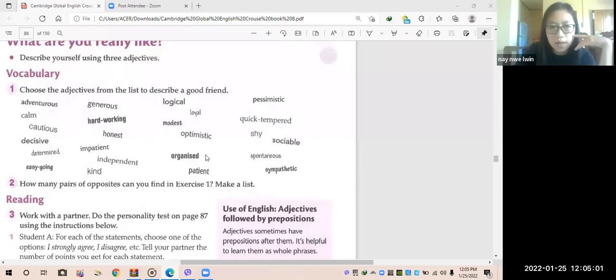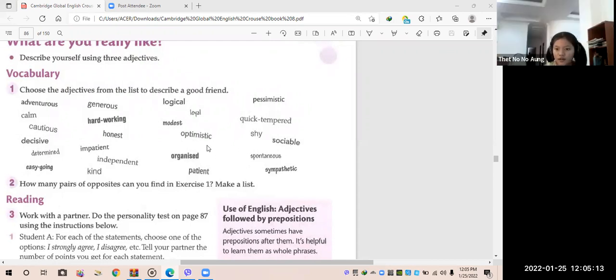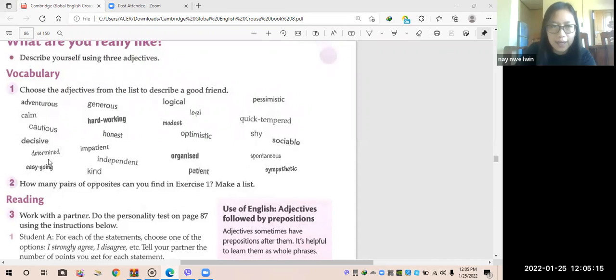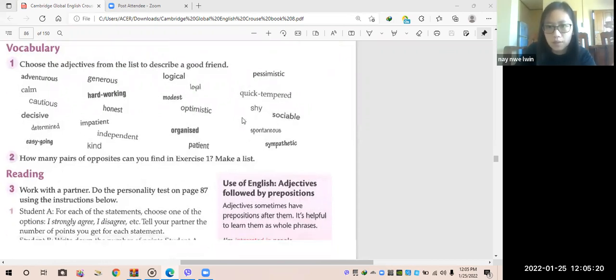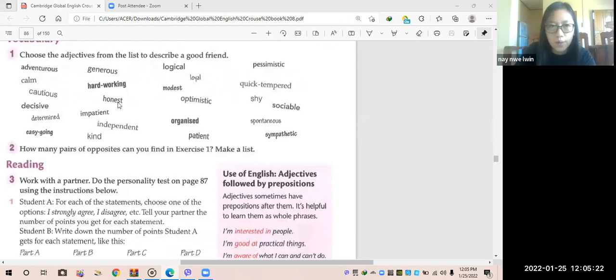Independent and sociable. Actually, they are not that opposite, right? Independent means you depend on yourself. Sociable means you are good at social dealing, you are good at making friends, right? Sociable and shy, yes, it can be sociable and shy. It can be easygoing and shy. It can be both. So I think that's all right.